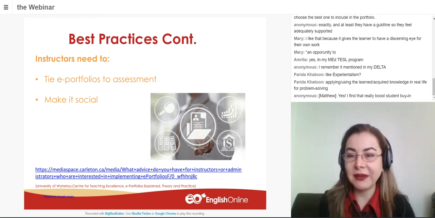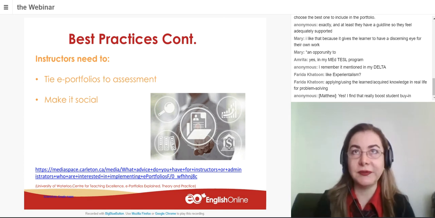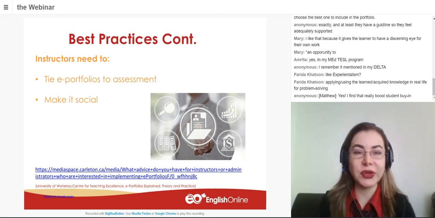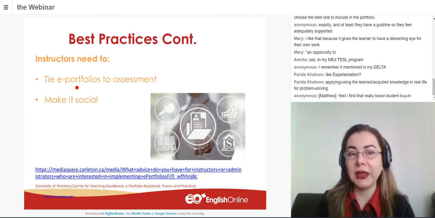Exactly, Matthew. It really boosts students' buy-in. Definitely, I agree with you. And they sort of feel more secure that, okay, I'm going to refer back to my teacher because he or she has more information and knowledge about this new strategy or app. And most importantly, to tie the e-portfolios to assessment.